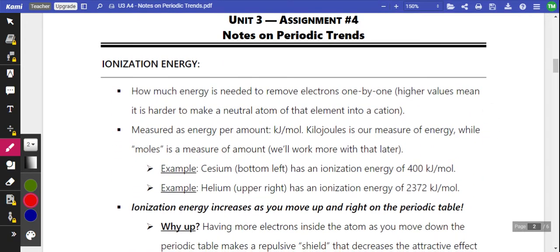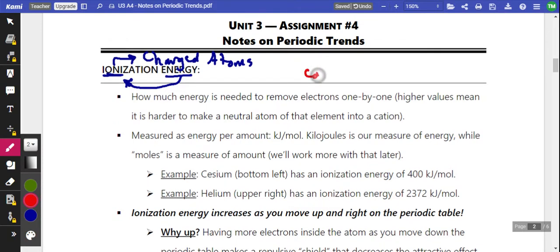Ionization energy is the other periodic trend we're going to talk about in this video. Ions are just charged atoms. So the ionization energy is how much energy it takes to make an ion. Now specifically, we want to pick whether it's going to be positive or negative, because ions can be either. You could have a positively charged cation, or you could have a negatively charged anion, a negative ion.